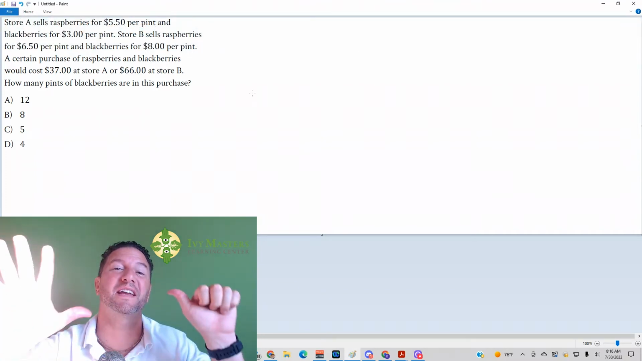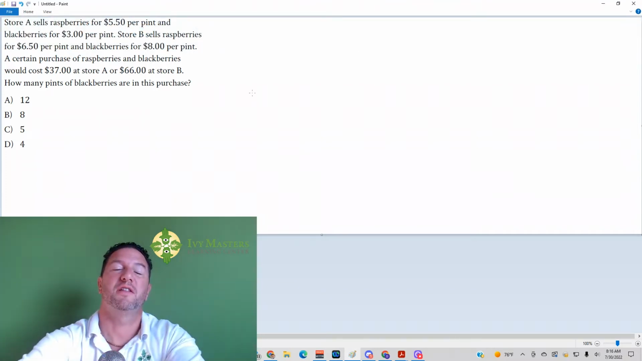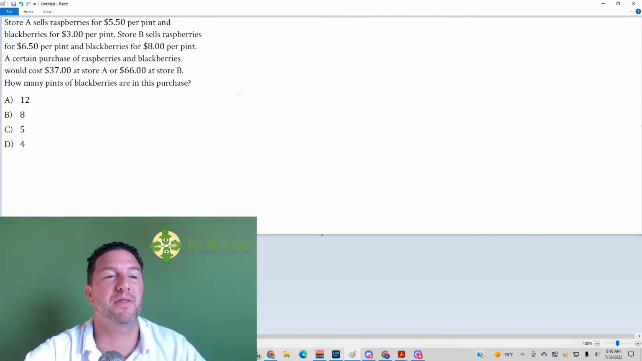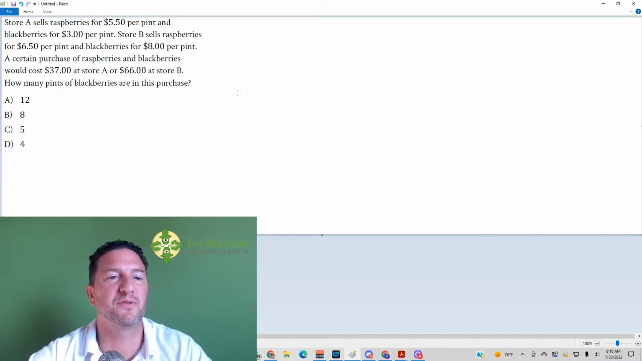And today we're going to look at the 6th question that's newly released for this digital SAT for math. And the question reads, Store A sells raspberries at $5.50 per pint and blackberries for $3 per pint. Store B sells raspberries at $6.50 per pint and blackberries for $8 per pint. A certain purchase of raspberries and blackberries would cost $37 at Store A or $66 at Store B. How many pints of blackberries are in this purchase?